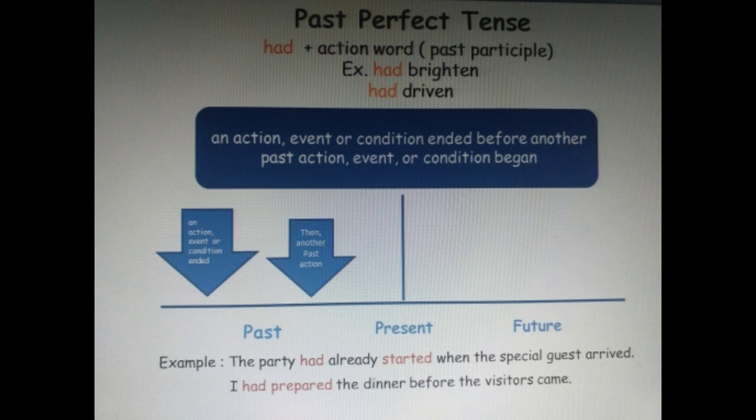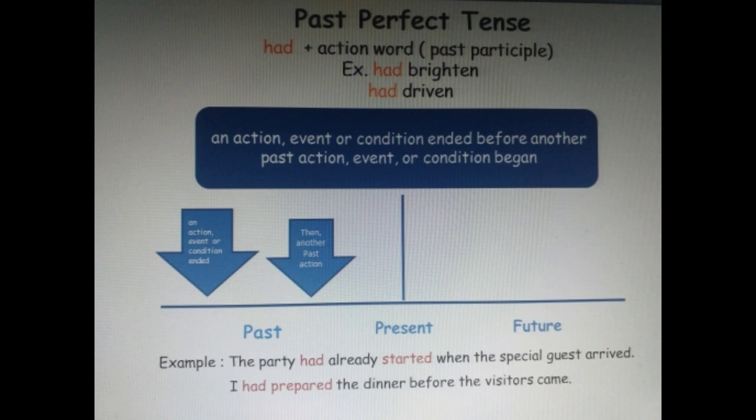Next is the past perfect tense. So the past perfect tense has this pattern: had plus action word in the past participle. So for example, had brightened and had driven. So we said that this is an action, event, or condition that ended before another past action, event, or condition began.